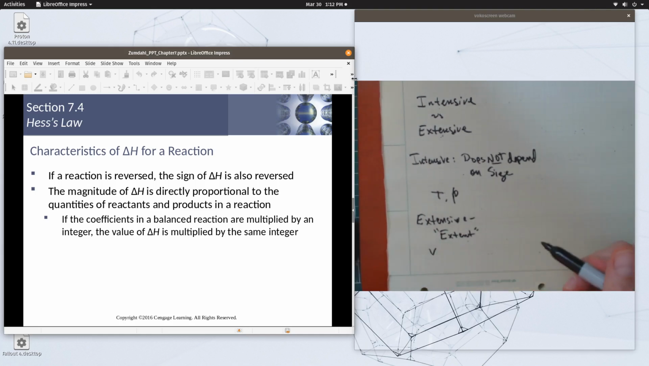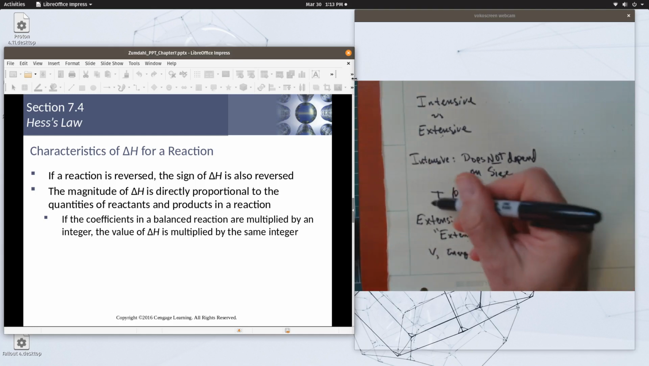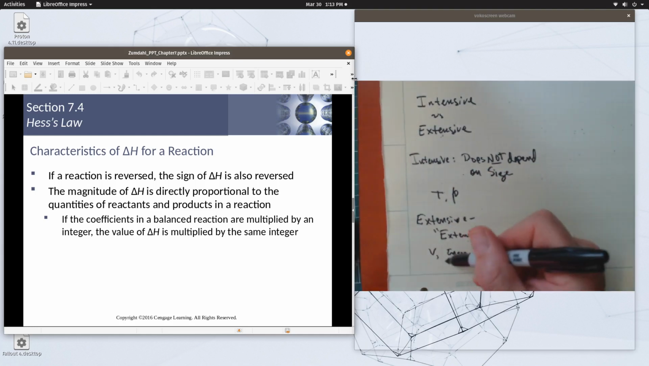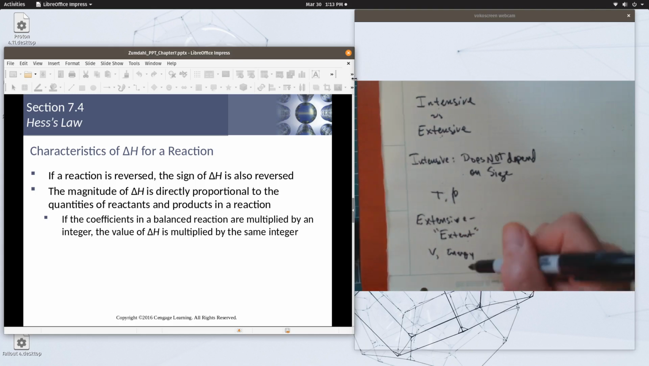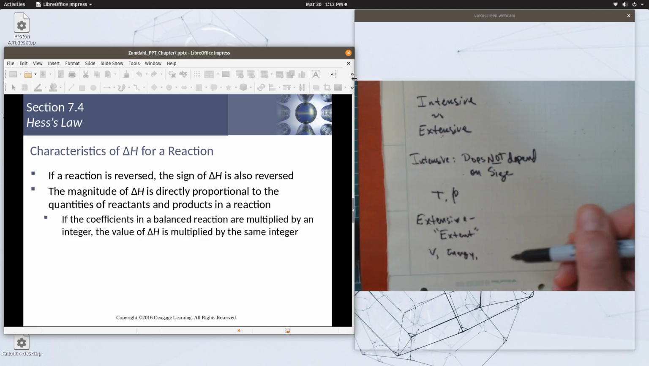Volume is the size of the system, right? The energy depends upon the size of the system. Enthalpy depends upon the size of the system. All sorts of quantities depend upon the size of the system. Temperature and pressure do not. Energy, volume, entropy, which we'll discuss next, and enthalpy depend upon the size of the system. Consequently, all of these reactions have to be scaled according to the number of moles that they produce, to get this into a useful quantity.